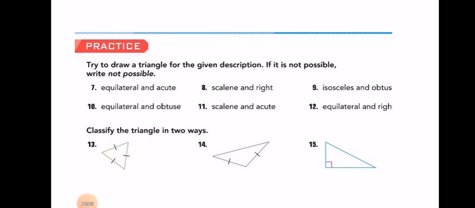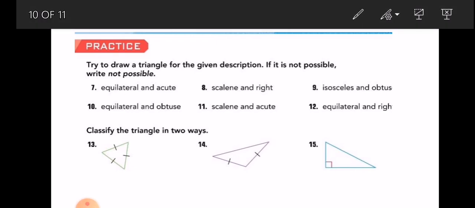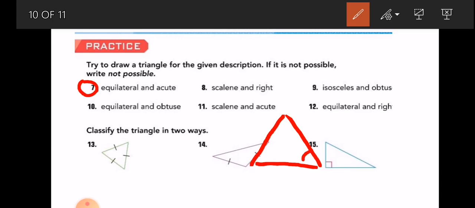Let's see another question. The next one, try to draw a triangle for the given description. If it's not possible, write not possible. Okay. Number 7, equilateral and acute. Equilateral means the three sides are equal. Acute means the three angles are less than 90. So with your ruler you can draw three sides that are equal, and these angles must be less than 90. The angles you can do just by your eyes. Okay, so equilateral and acute, here it is. Let's do another one.